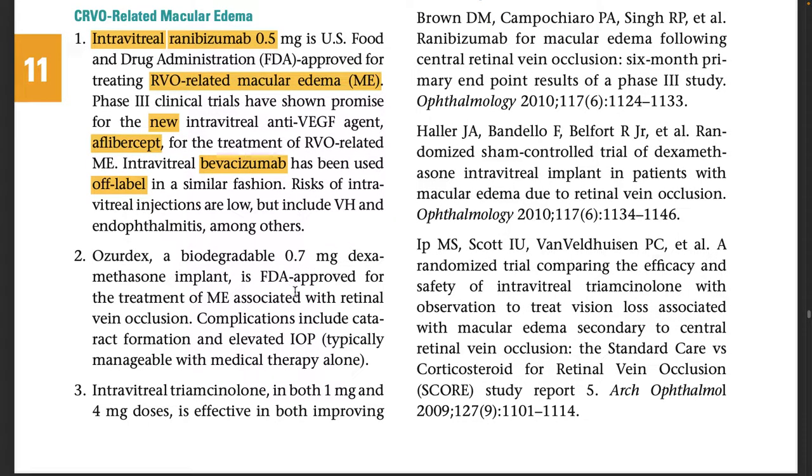Then you use Ozurdex. Ozurdex and IVTA are steroids. Okay, it's triamcinolone and dexamethasone, but they're not the same. Ozurdex is biodegradable. It's a dexamethasone implant. Have you seen this implant ever? Small. Dexamethasone implant.